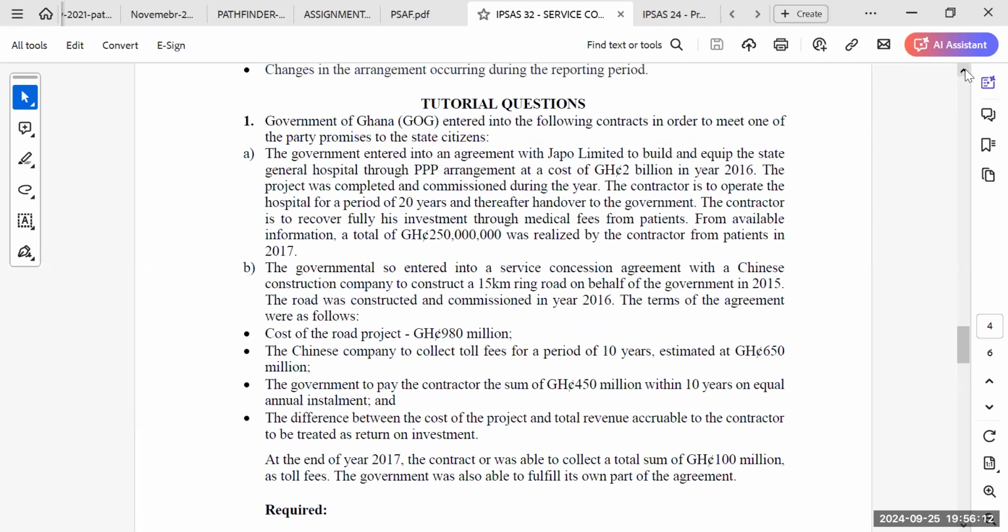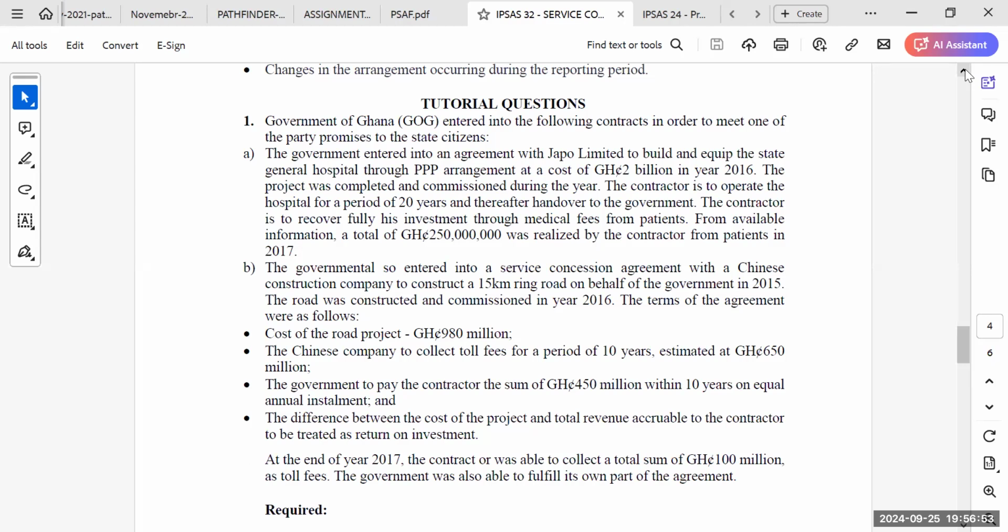The B part says the government entered into an agreement with Japo Limited to build and equip the State General Hospital through a PPP arrangement at a cost of 2 billion in the year 2017. The project was completed and commissioned during the year. The contractor is to operate the hospital for a period of 20 years and thereafter hand over to the government.